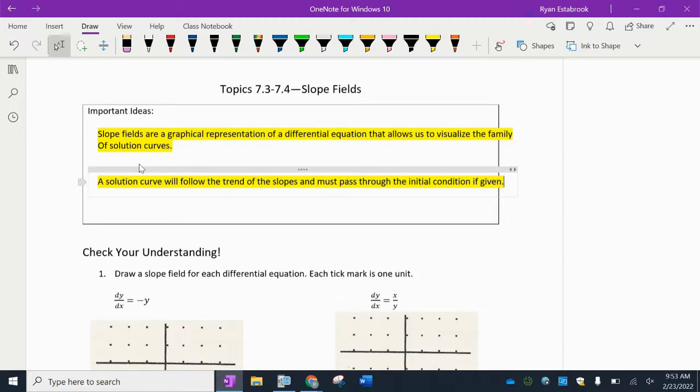But when you're given more information, like an initial condition, like saying it has to go through this point, that'll turn into a solution curve. It has to pass through that initial point.